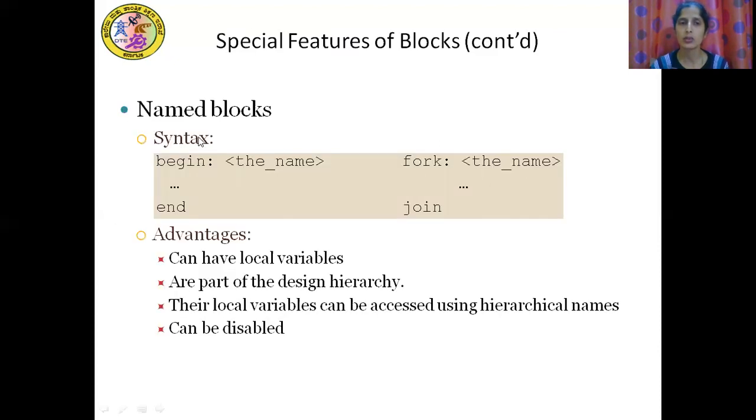Now let us move on to the next special feature of the blocks, that is named blocks. What is this named blocks?